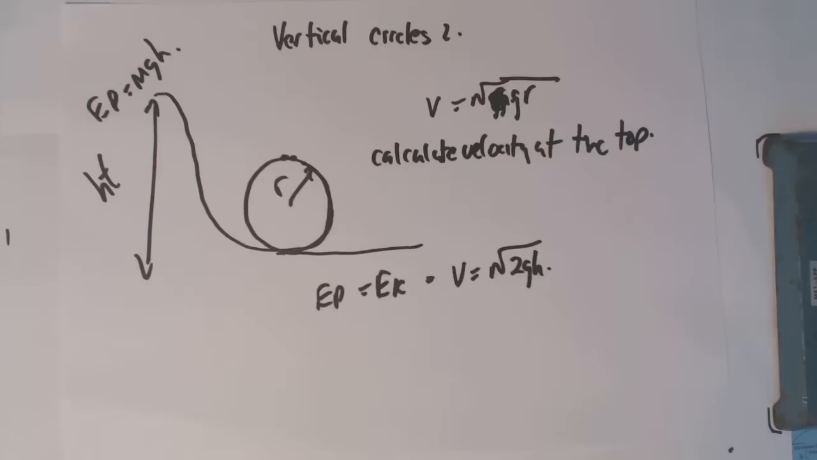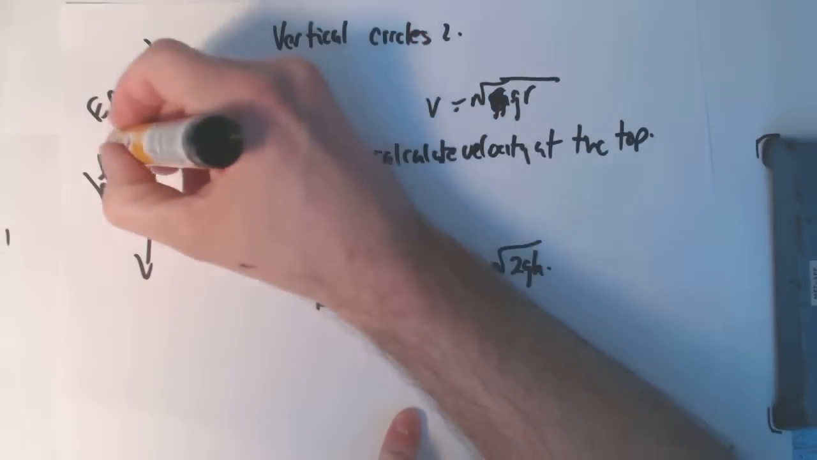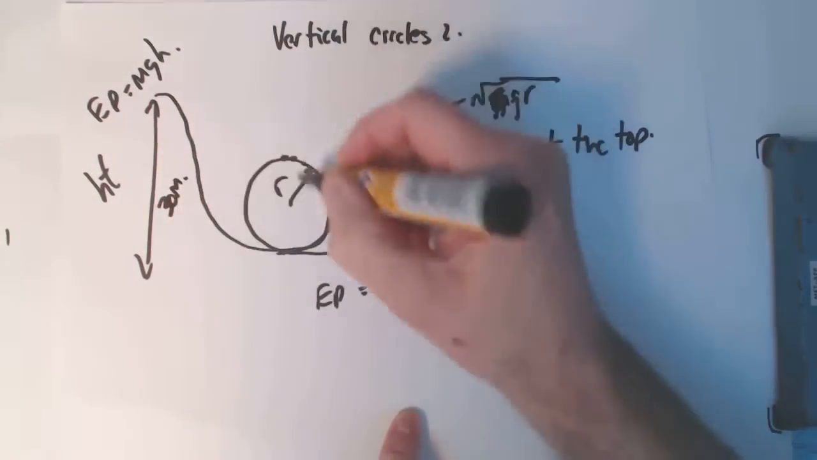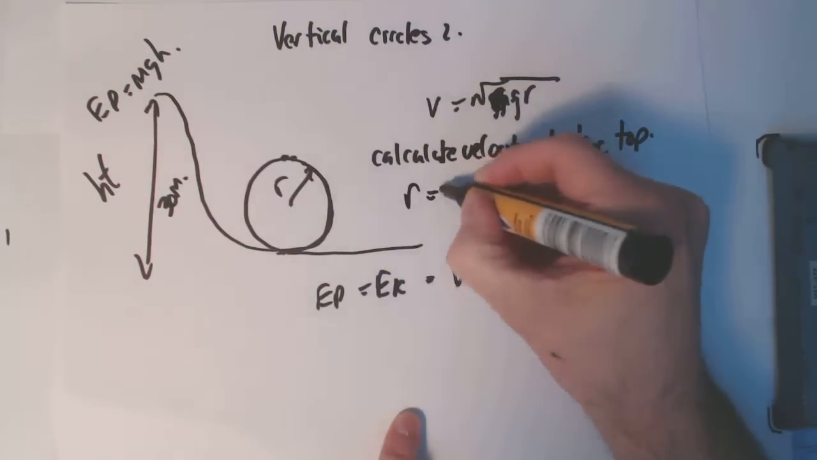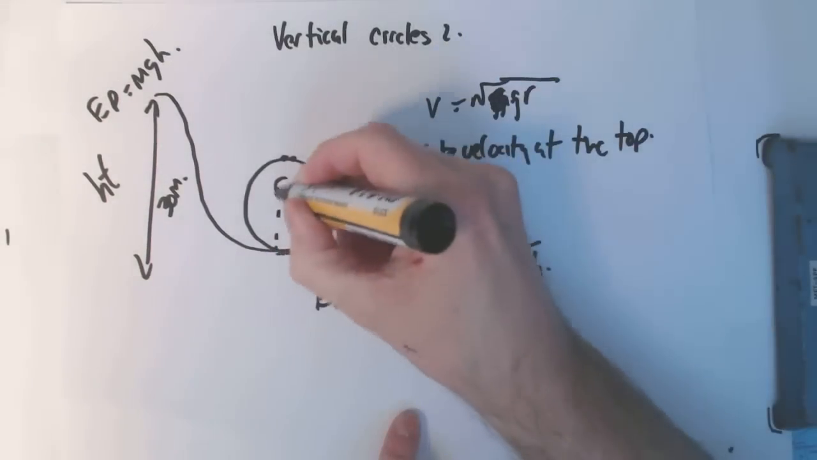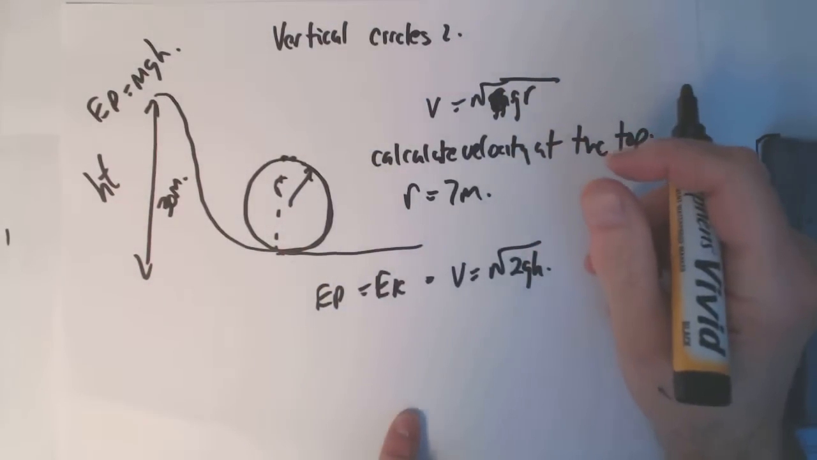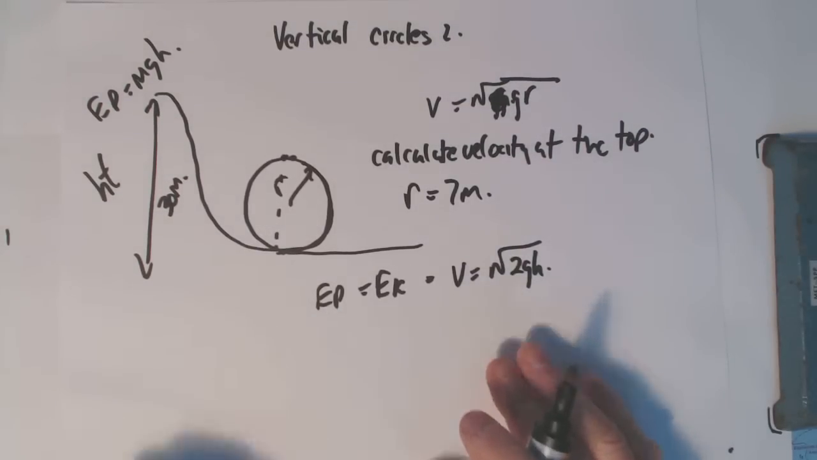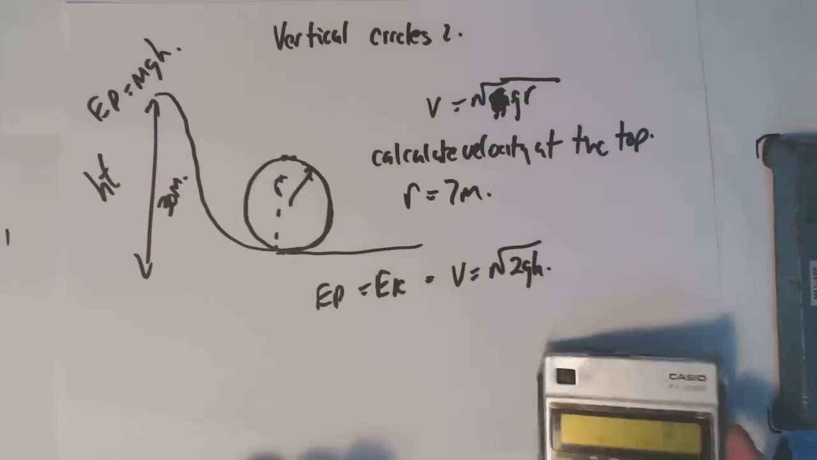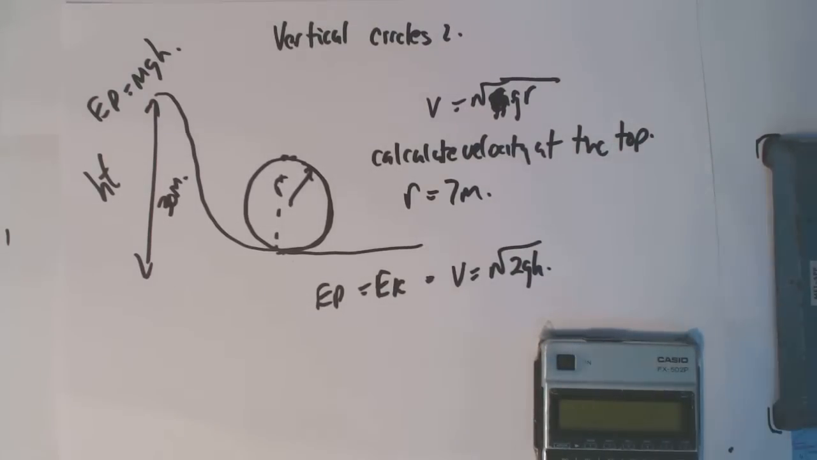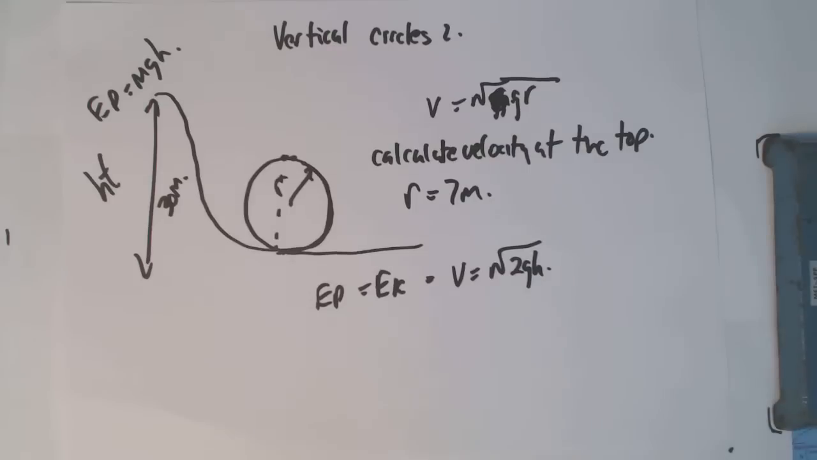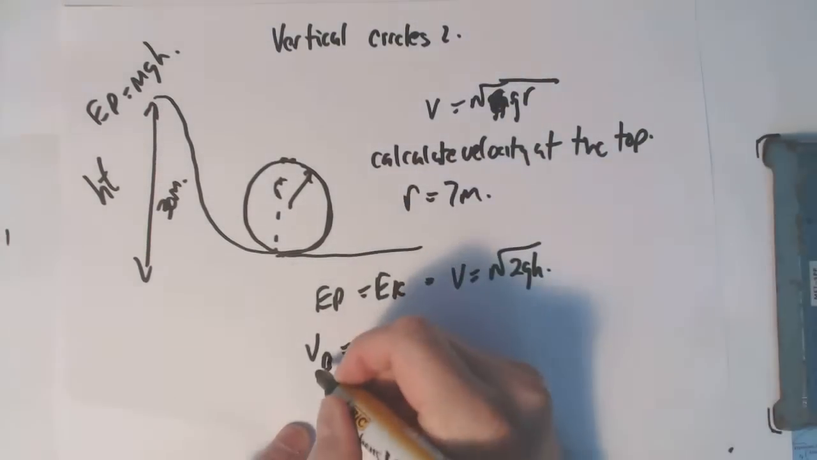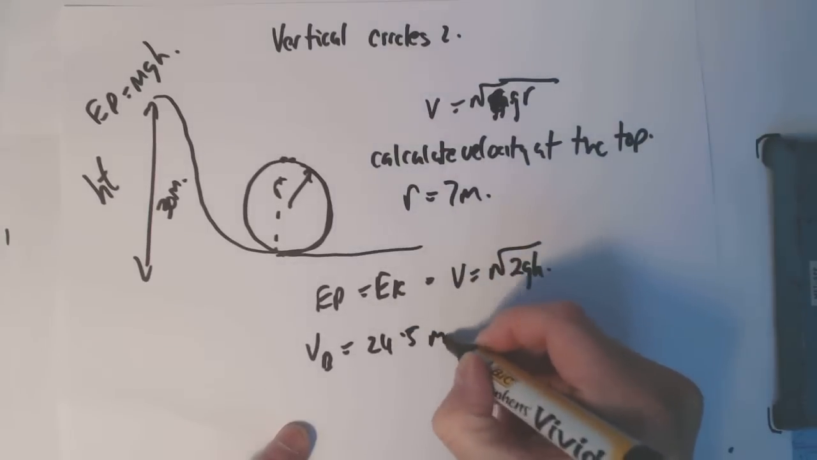what a lot of people do is they go, okay, let's have a look. If this is 30 meters, and let's say the radius is 7 meters, then this is 14 meters up here. So it was doing whatever speed it was doing at the bottom. Let's actually put numbers on this. At the bottom, if it was 30 meters, then we can go 2gh. 2g, let's just use g equals 10. So that's 20 times 30, and we take the square root, and we get 24.5. So v at the bottom was equal to 24.5 meters per second.